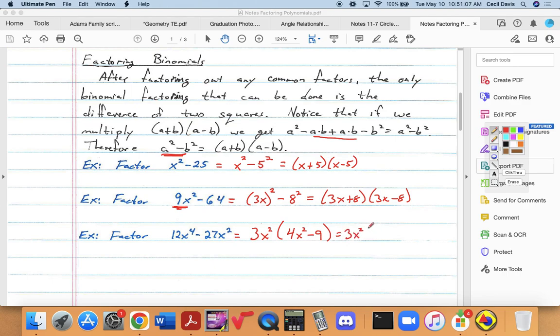So that's 3x squared times, how can we rewrite 4x squared as something squared? 2x squared. And again, I don't expect you to write this part out. So it's 3x squared times 2x plus 3 times 2x minus 3. Any questions? All right, page 2 then.